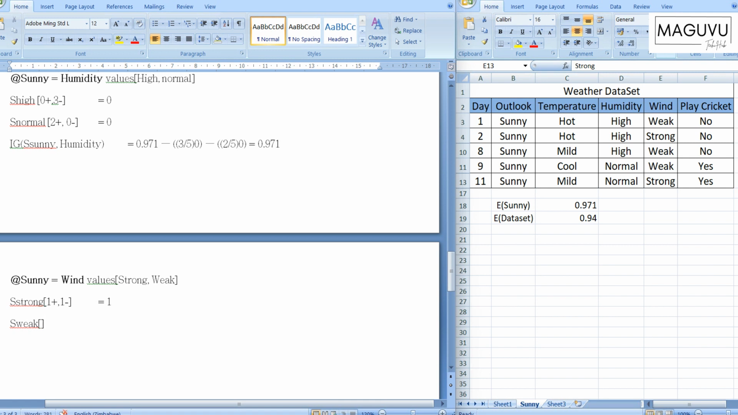And then we also consider the weak, and we look at the weak there. We have got 1 2 3 and total of 3, and only 1 day was a yes, so we've got a 1 yes, which is a positive, and 2 negatives to give us that value.